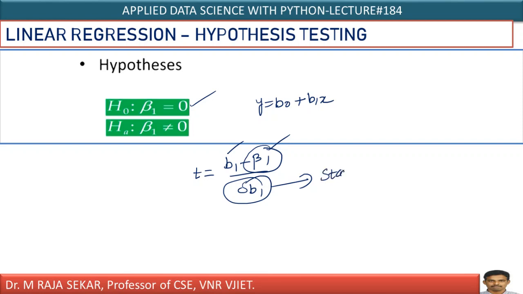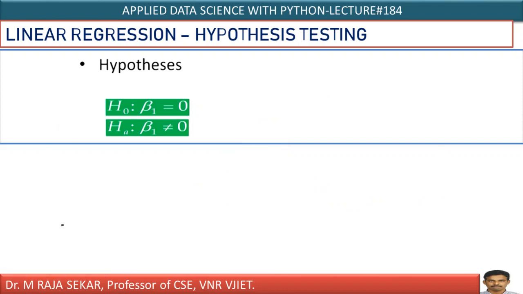This is the standard error for the coefficient of b1. Anyway, I will discuss this in Jupyter. I already discussed it in lecture number 179. I will recall that after a few seconds. Just let me proceed further.